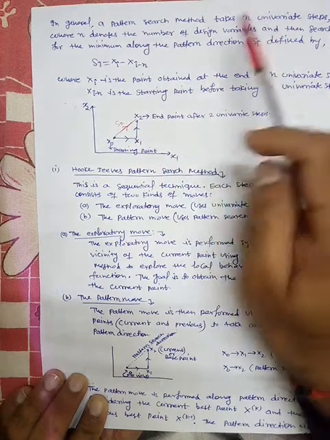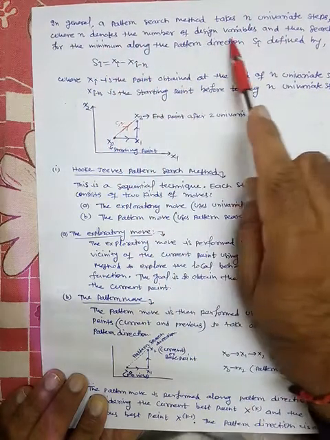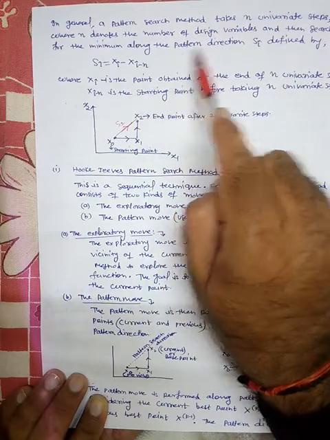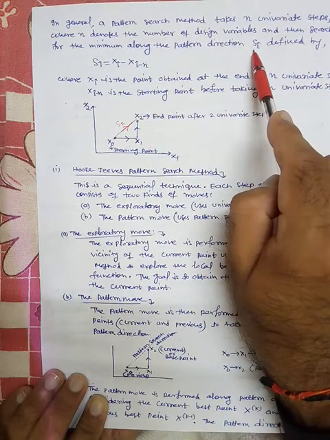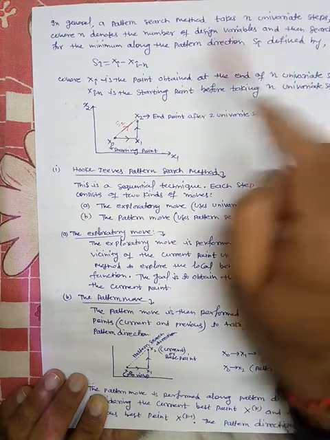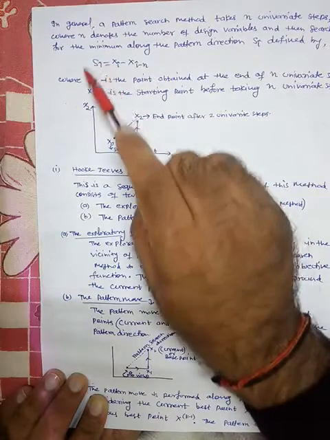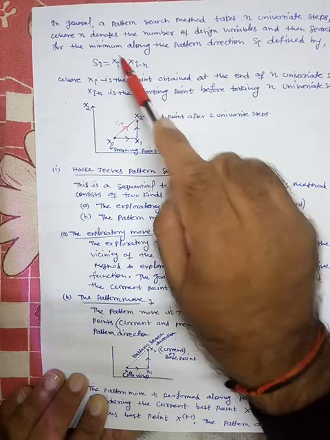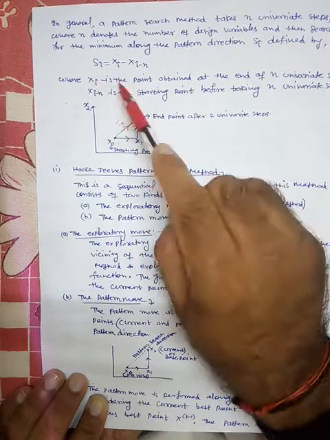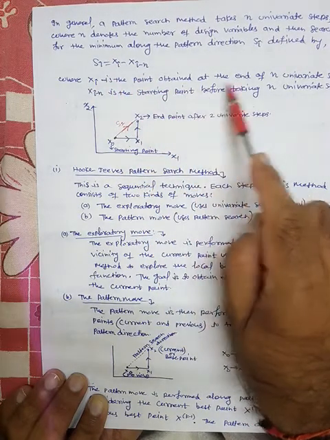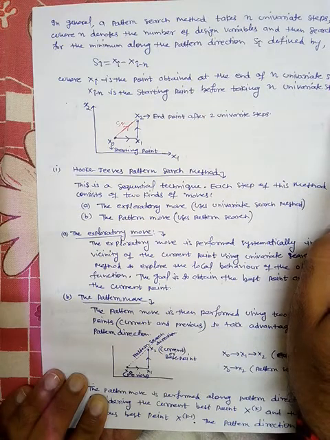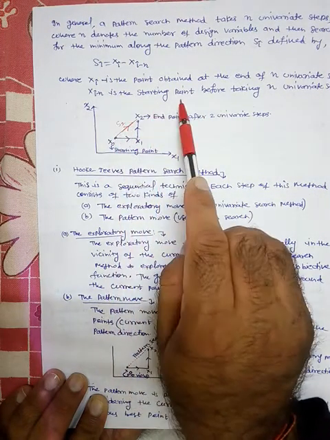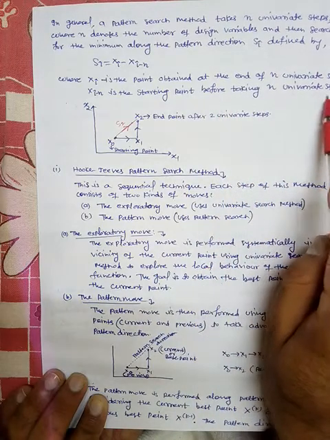Okay. So where n denotes the number of design variables, and then it searches for the minimum along the pattern direction Si defined by this. Si is the pattern direction, which is nothing but xi minus xi minus n. What is xi? xi is the point obtained at the end of n univariate steps, and xi minus n is the starting point before taking n univariate steps.